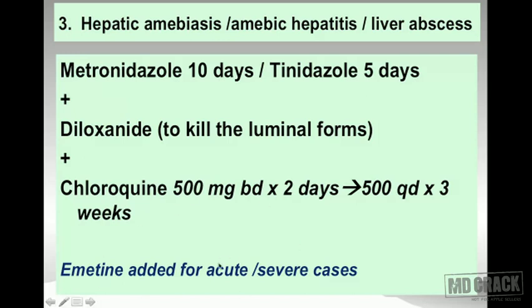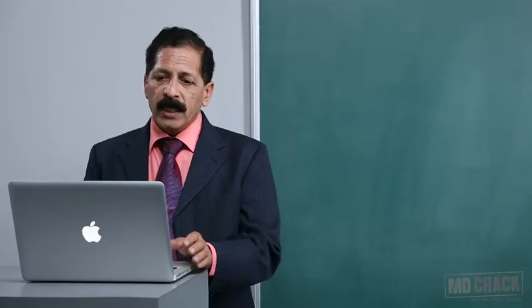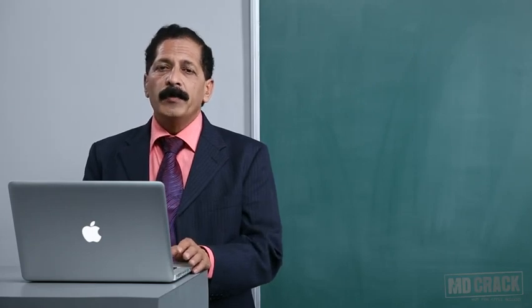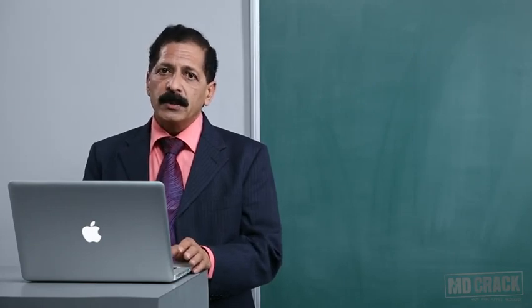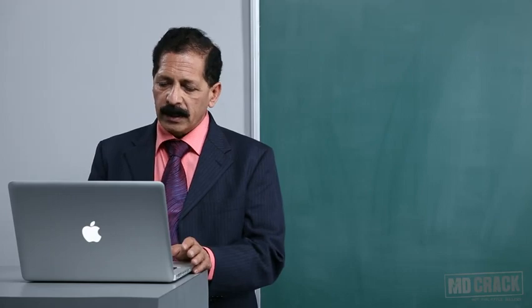Emetine is again added if the condition is very acute or very severe. So that's how we have three different strategies: one for asymptomatic cyst passers, second one for intestinal wall amebiasis, and the third one for hepatic amoebiasis. So that was a brief discussion of imidazoles and the management of amebiasis.